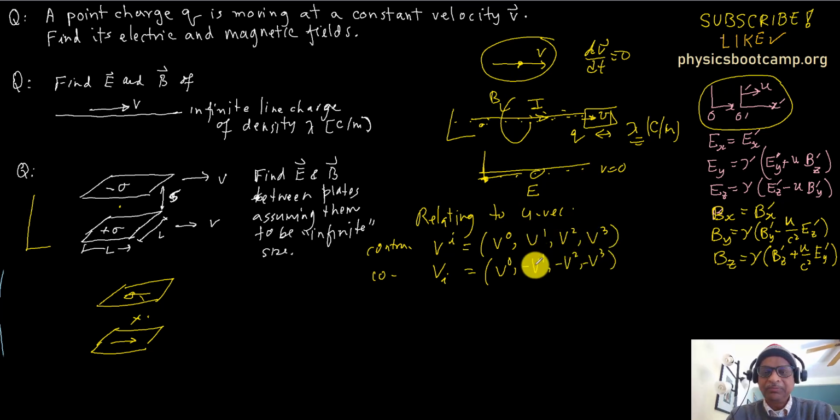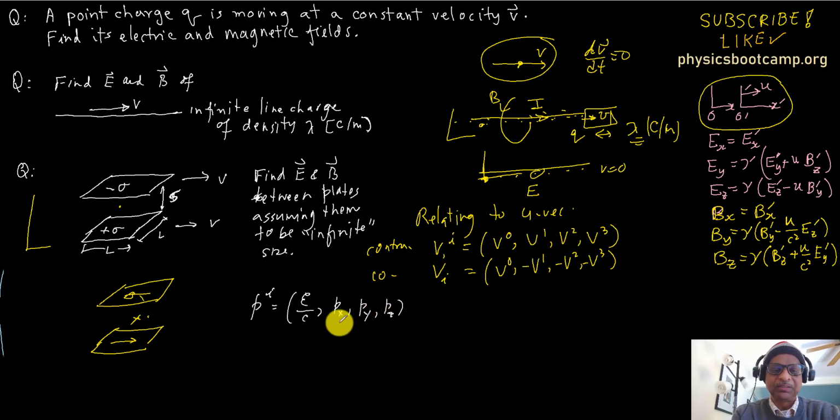So for this property, I'm calling it V. It could be a property like energy and momentum. Say energy momentum: p^i will be energy over c, then x momentum, y momentum, z momentum. These are three components. And the covector will be energy over c, minus px, minus py, minus pz.